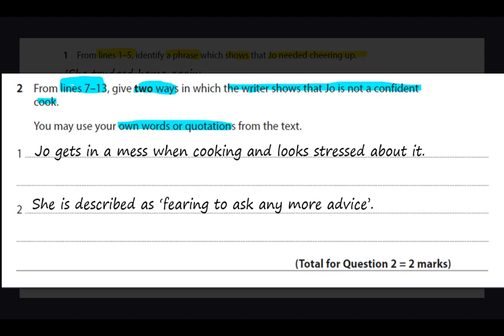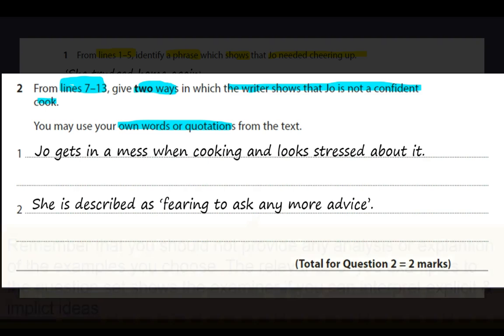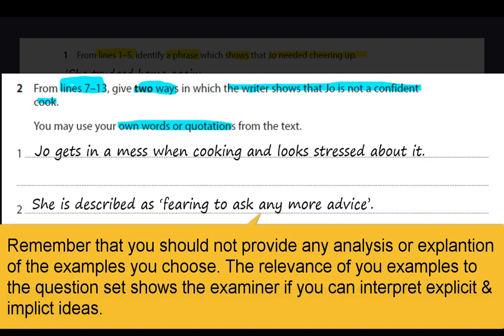For our second example, we might say that she is described as fearing to ask any more advice. So again, we're giving the direct quotation. And what you'll notice about this is that we're not explaining these quotes, we're not analysing any language features in there. That's not what's required. Remember, it's only worth 2 marks, so they don't require this detailed analysis.